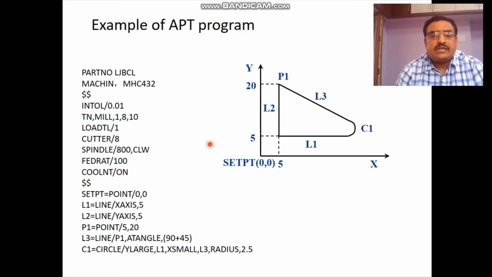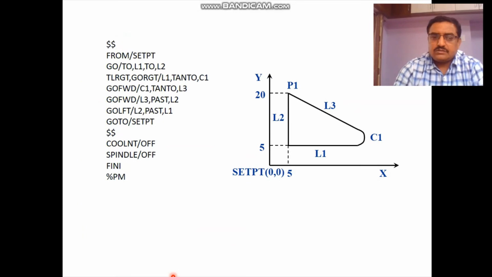See this example. This is the actual motion of the tool achieved from point P1 along this outer profile. For that purpose the program is written this way: cutter number 8, spindle speed 800 clockwise rotation, feed rate FEDRAT 100, coolant on. So instructions are given sentence by sentence. It is one method of writing a program in a particular language. This is an example of that APT language.